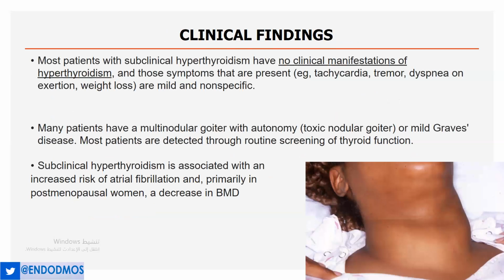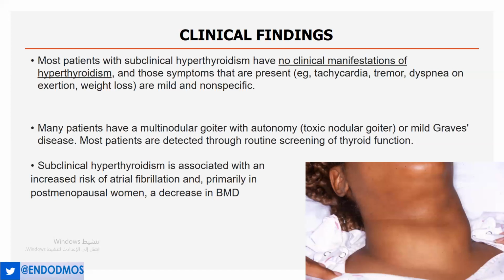The clinical findings are identical to those in patients with overt hyperthyroidism, but milder. Some patients may have no clinical manifestation, and some have mild symptoms: mild tachycardia, tremor, dyspnea, etc. So this is what we are seeing in subclinical hyperthyroidism. Many patients have multinodular goiter with autonomy, or autonomous toxic nodular goiter, or they have mild Graves disease.